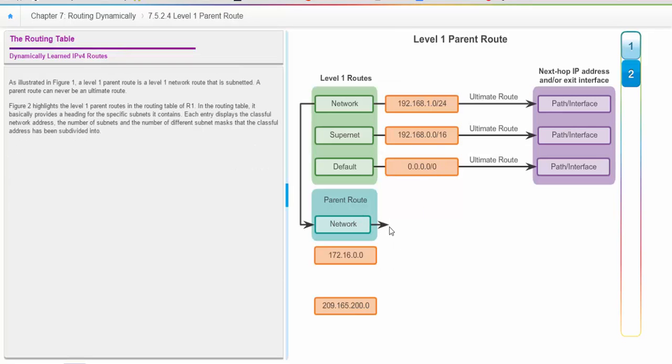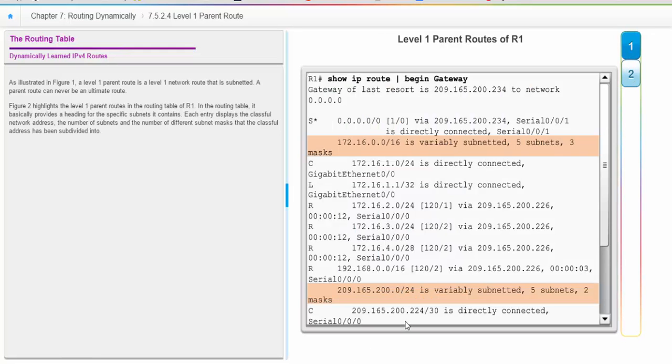Now our level 1 parent route is a level 1 network route that is subnetted, and a parent route can never be an ultimate route. Okay, it can't be because it's a parent, it has more to it. Here we have highlighted the parent 1 routes. So up here was the static route earlier. Then we have our parent.